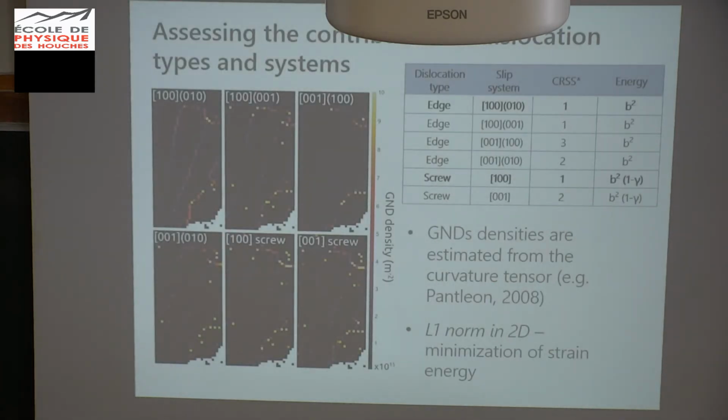Finally, we also study the subgrains by assessing the contribution of the different dislocation types and systems. I'm not going to go into much detail on the technique, but basically you have to define the dislocation types you expect to find in olivine. There are these ones, and then you can restore or partially restore the curvature tensor from the EBSD data and fit the GND densities of the different dislocation types. So in the end, what you obtain is a plot of the densities for the different dislocation types, so you can compare and evaluate.